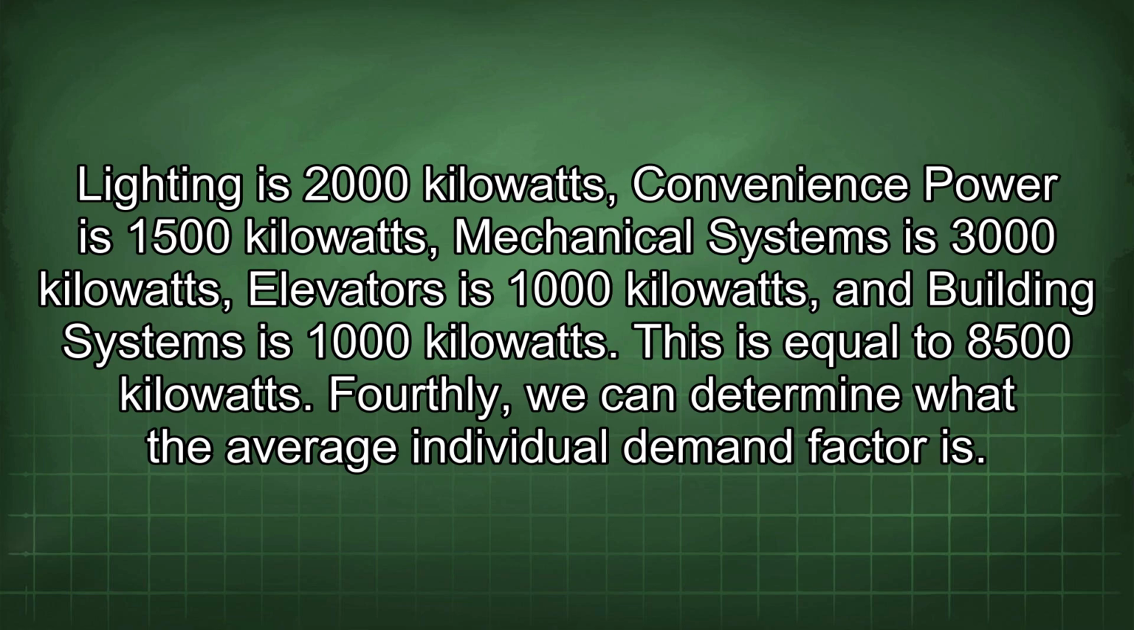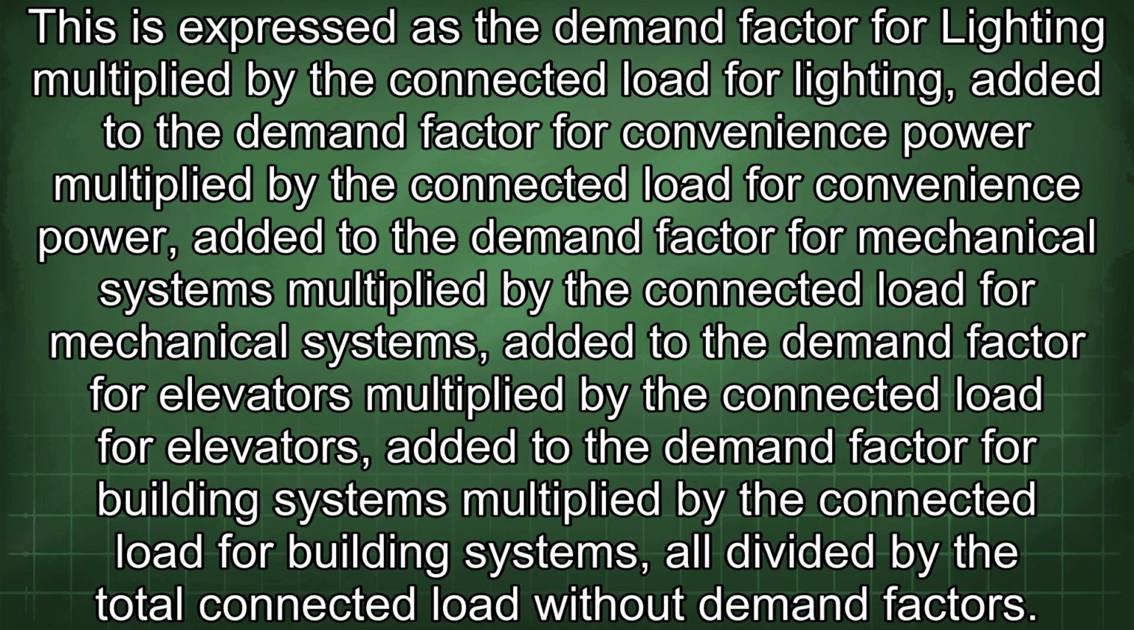Fourthly, we can determine what the average individual demand factor is. This is expressed as the demand factor for lighting multiplied by the connected load for lighting, added to the demand factor for convenience power multiplied by the connected load for convenience power, added to the demand factor for mechanical systems multiplied by the connected load for mechanical systems, added to the demand factor for elevators multiplied by the connected load for elevators, added to the demand factor for building systems multiplied by the connected load for building systems, all divided by the total connected load without demand factors.